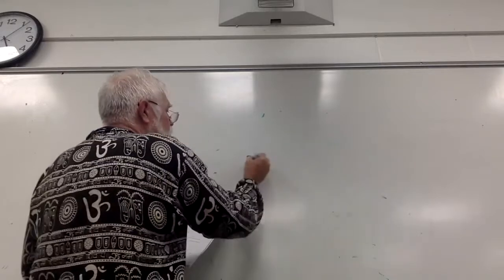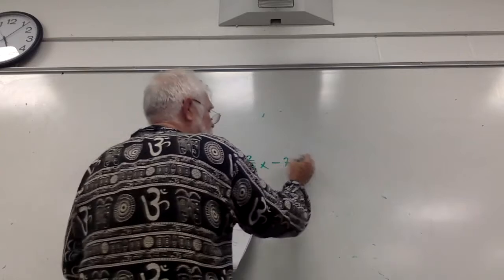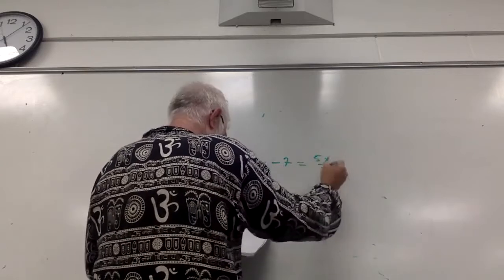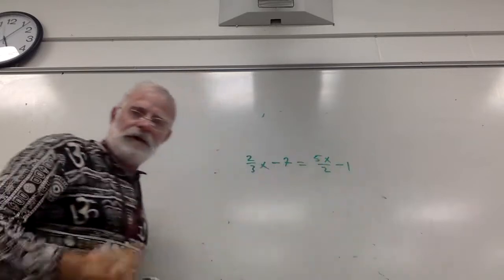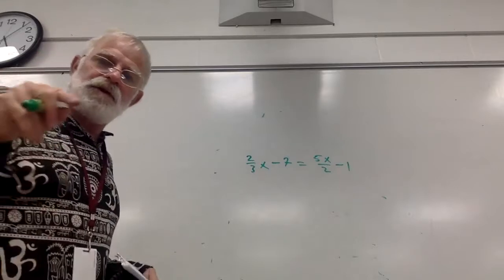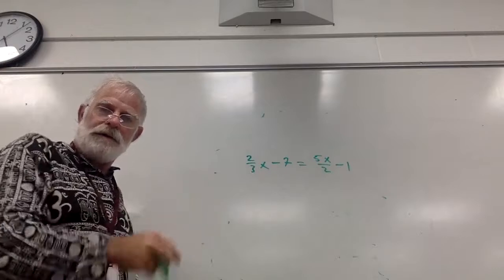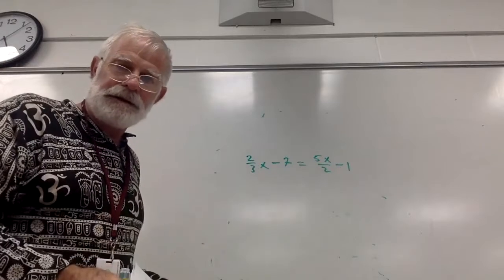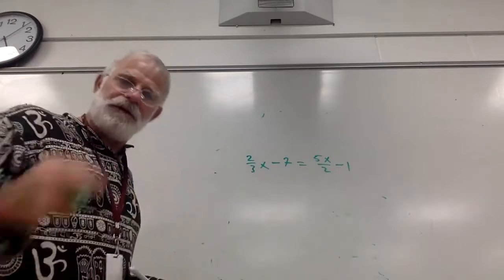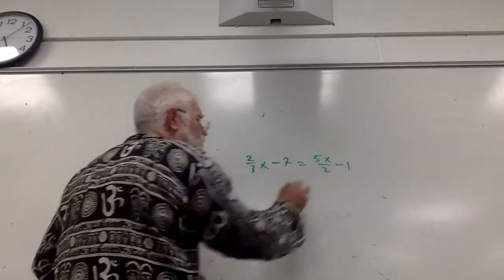Well, that's number 8. Number 9, 2/3 x minus 7 equals 5x over 2 minus 1. Now, if after you try this you get it wrong, in class you should be asking me to do 3 or 4 for you on the board. You try another 2, 3, or 4 to be able to get it right the next test. If you don't speak up, you're going to continue to get it wrong. So speak up.